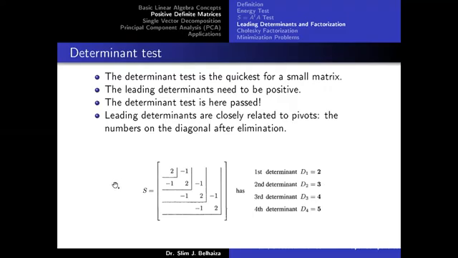So for example, you can check that for this matrix here, you have a positive subdeterminant here, 2, then the next one is 3, the next one is 4, and all these leading determinants are positive, so in that case we have passed this test. This matrix is positive definite. And in fact, these leading determinants have some importance because they are related to the pivots we obtain in the LU elimination.